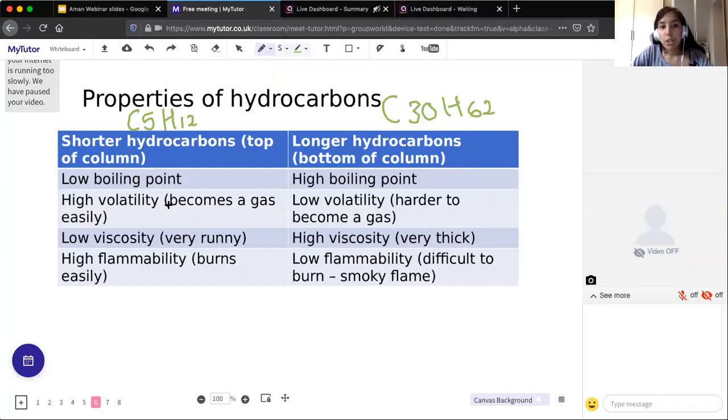So the next row talks about volatility. Volatility is about the ability of a hydrocarbon to become a gas. Any ideas why shorter hydrocarbons become a gas more easily? Why do shorter hydrocarbons become a gas more easily? Any ideas?